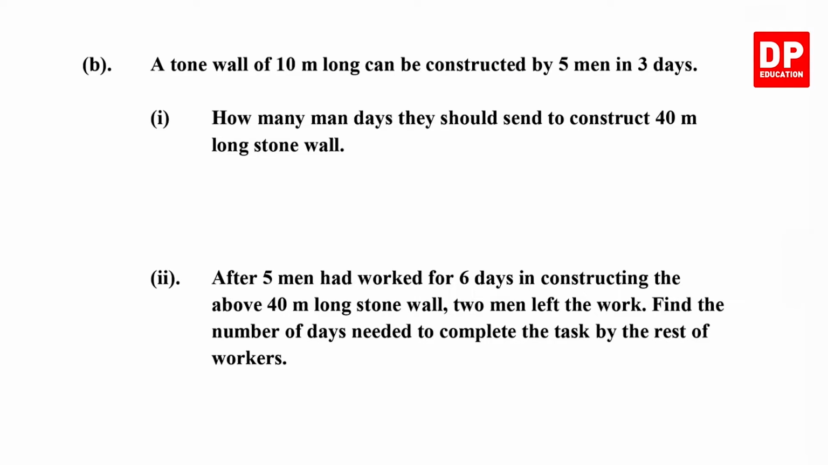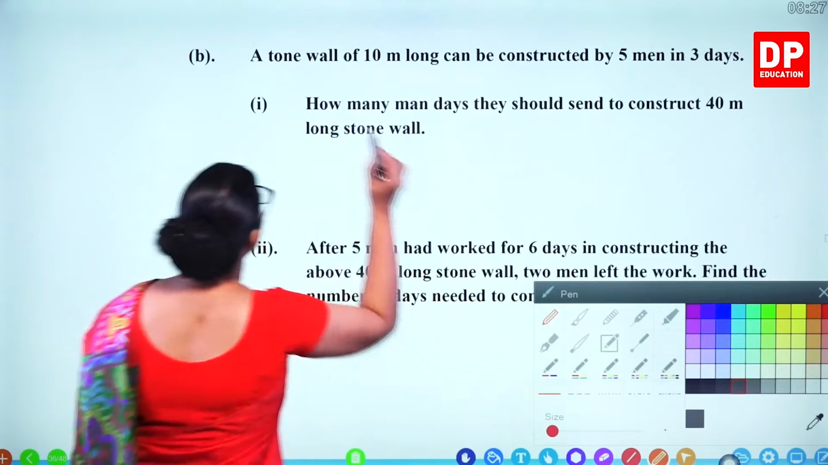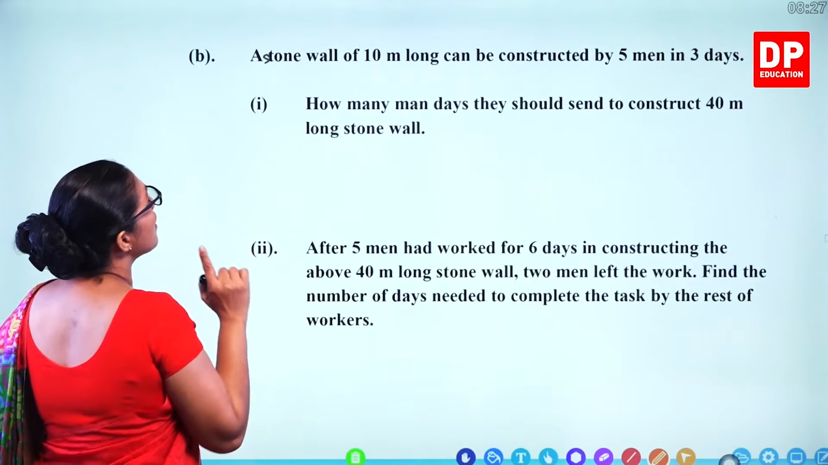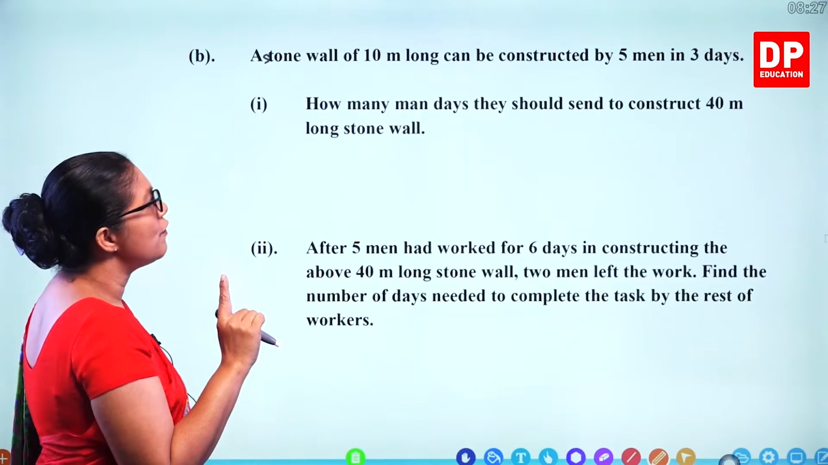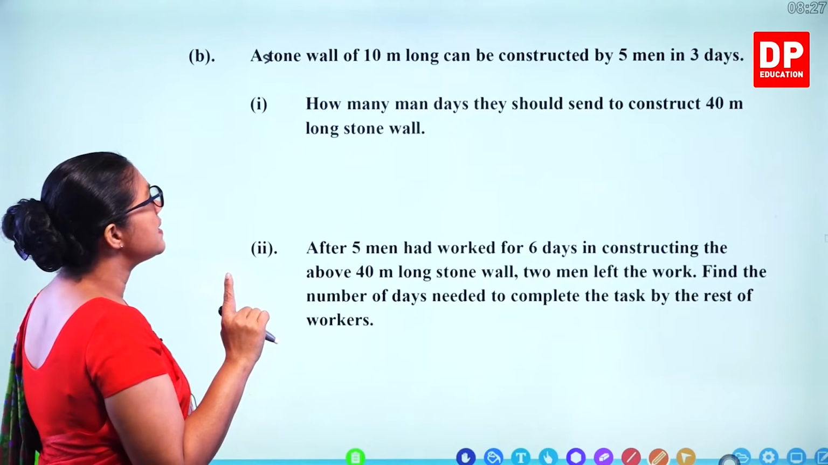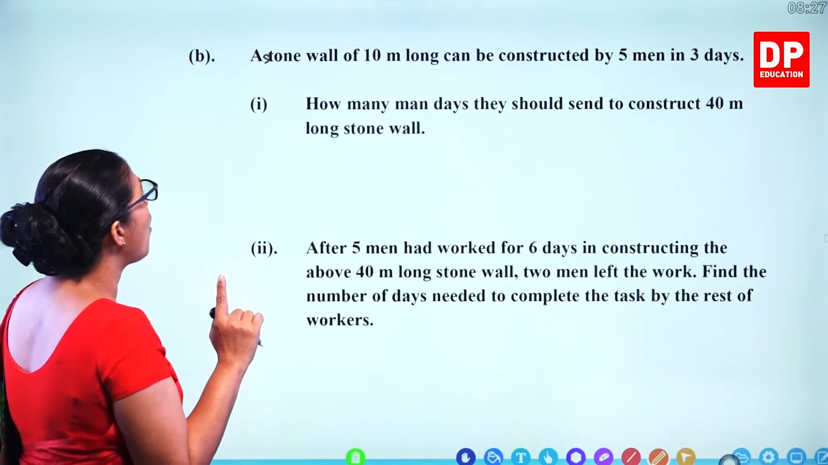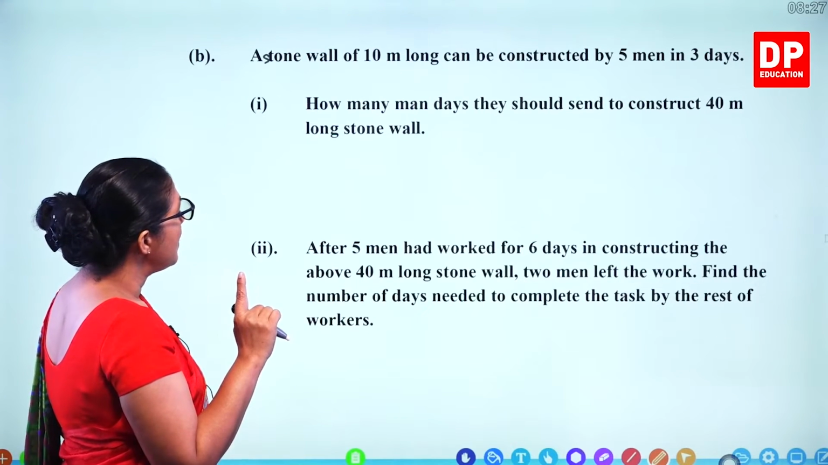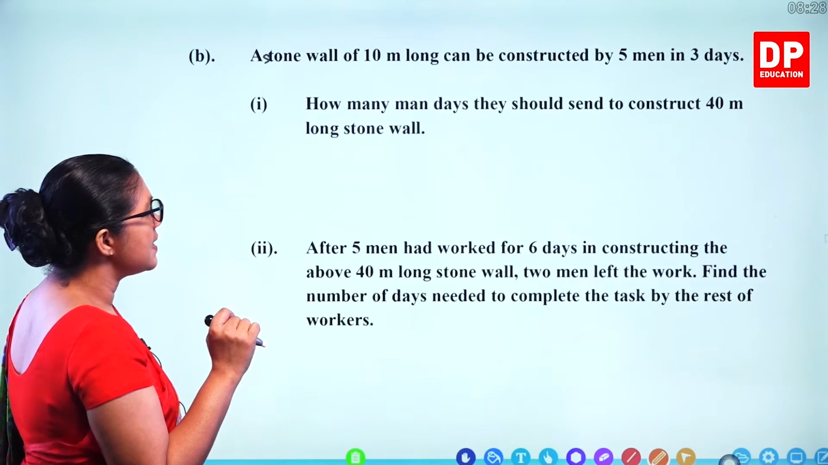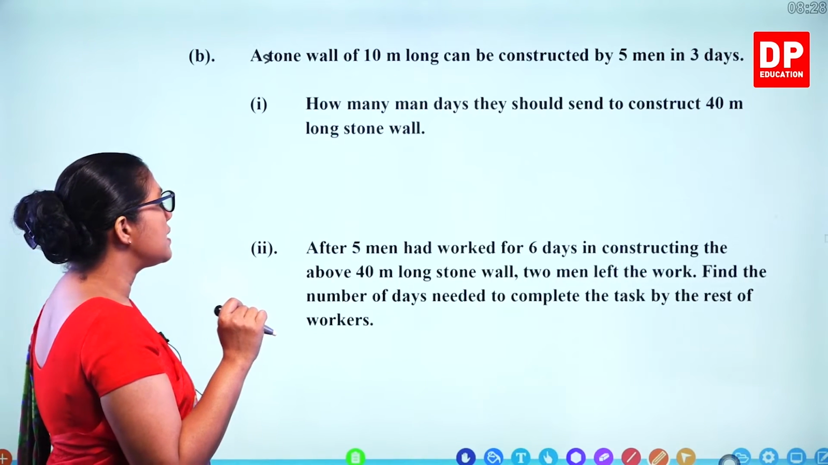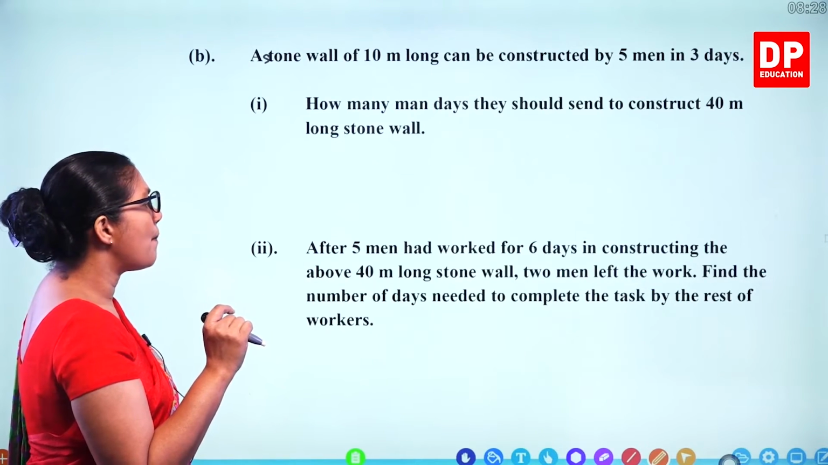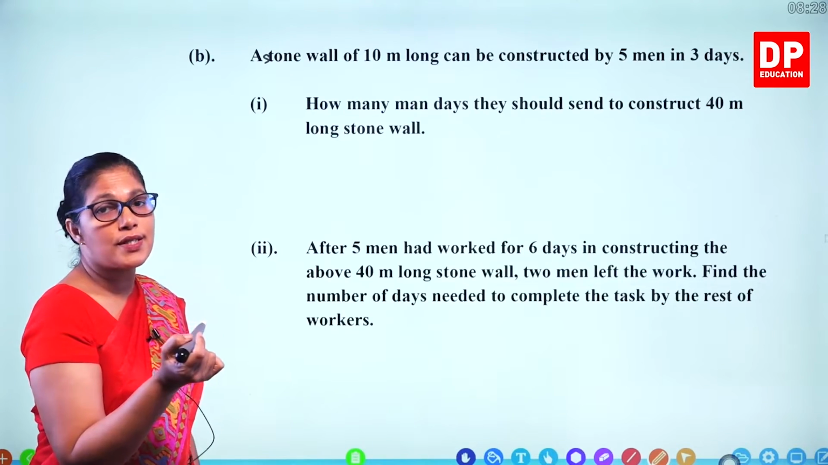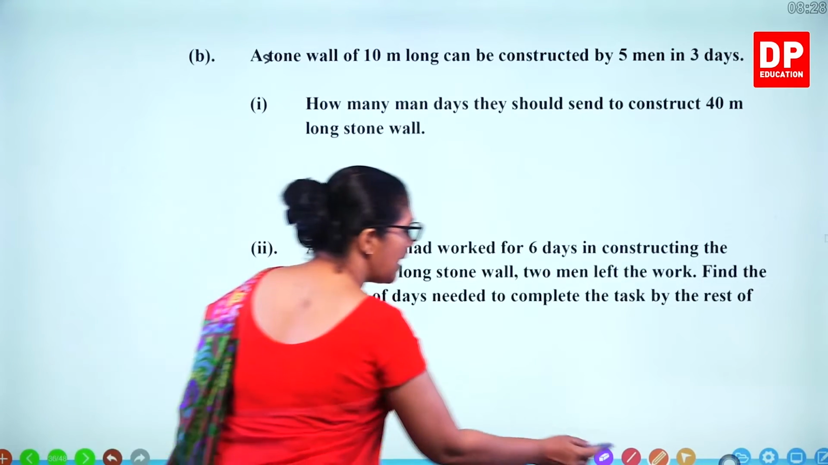Then part B, a stone wall. A stone wall of 10 meter long can be constructed by 5 men in 3 days. How many man days they should send to construct 40 meter long stone wall? Then after 5 men had worked for 6 days in constructing the above 40 meter long stone wall, 2 men left the work. Find the number of days needed to complete the task by the rest of the workers. So, we have to calculate man days and calculate.